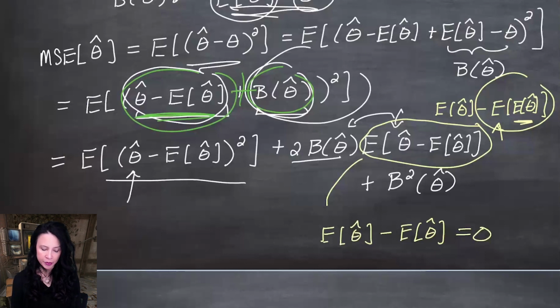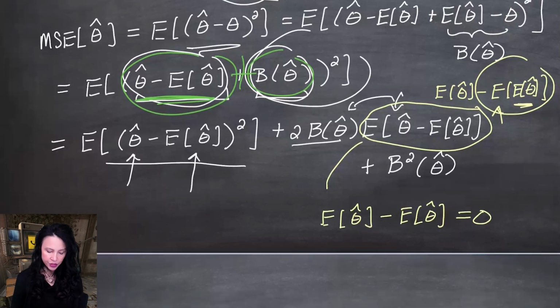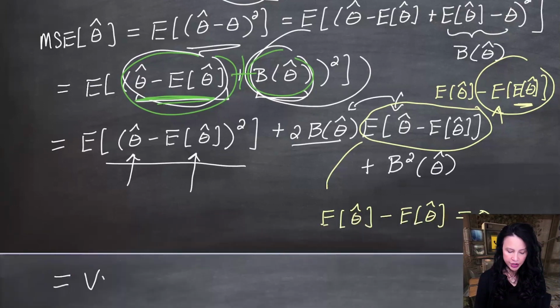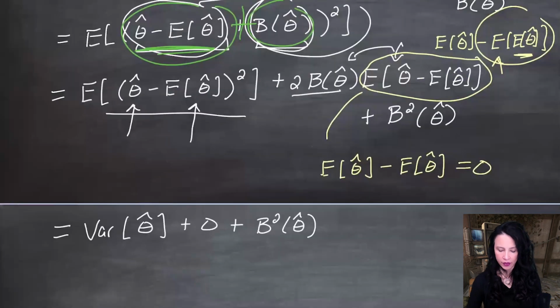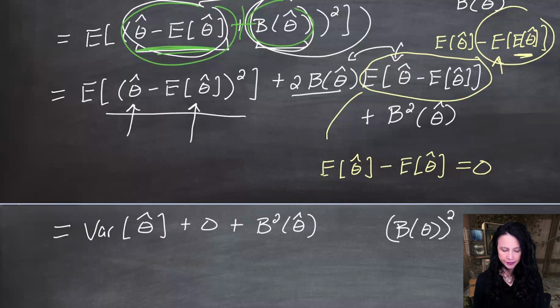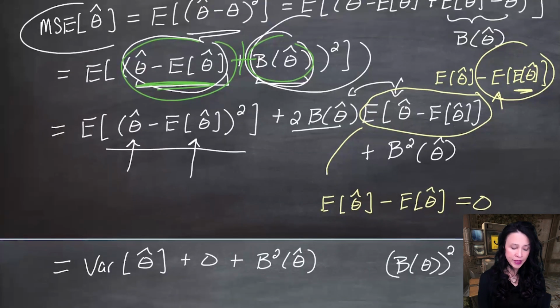Here is a random variable. Here is its mean or expected value. You square that difference and take the expectation. So the first term is the variance for theta hat. The second term is 0. Let me just write that so you don't have to wonder what happened. And then the final term is the bias squared, or bias, all squared. But this is the MSE.